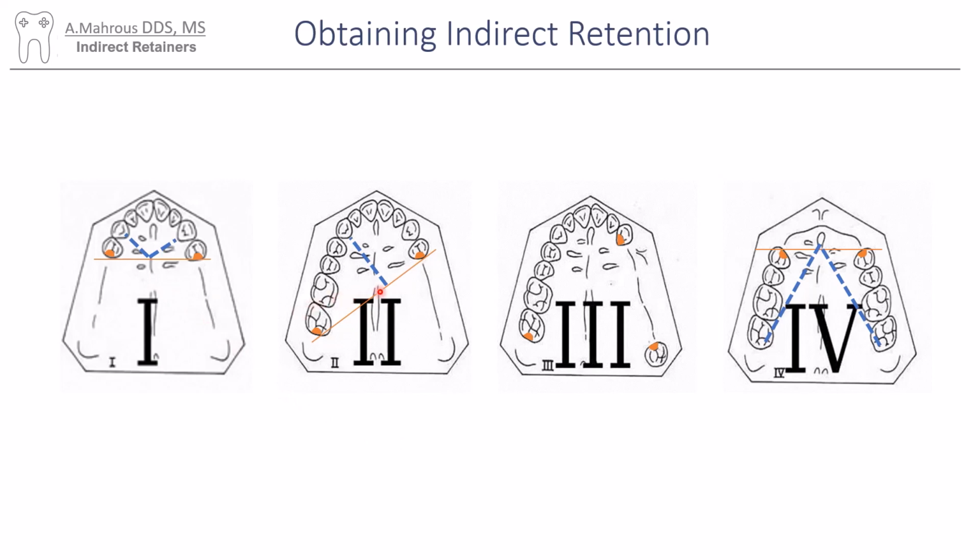You extend a perpendicular line ending in the canine here for the class 2. It'll be split for the class 1 and split for the class 4. And again, no fulcrum line for the class 3. Rests are placed, and that's how you identify your indirect retainers.